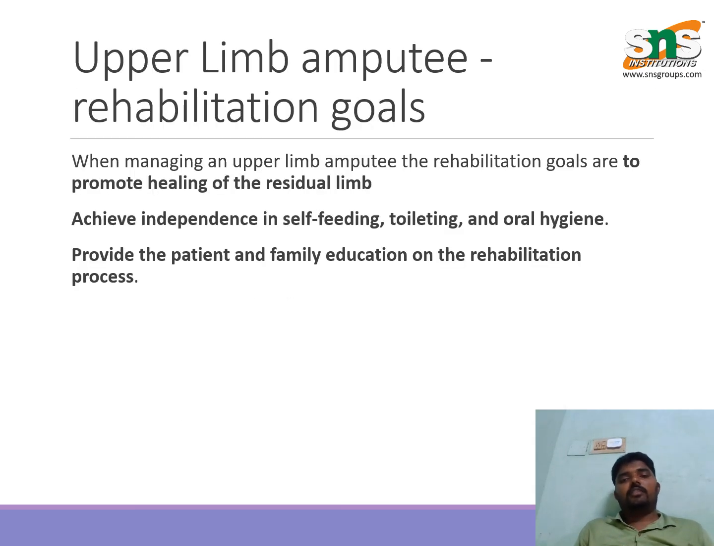Upper limb amputations, rehabilitation goals. When managing the upper limb amputee, the rehabilitation goals are to promote healing of the residual limb, then achieve independence in self-feeding, toileting, and oral hygiene. Provide the patients and the family education in the rehabilitation process.